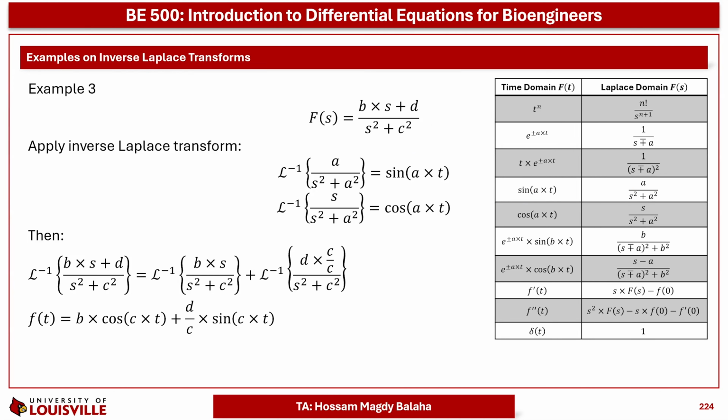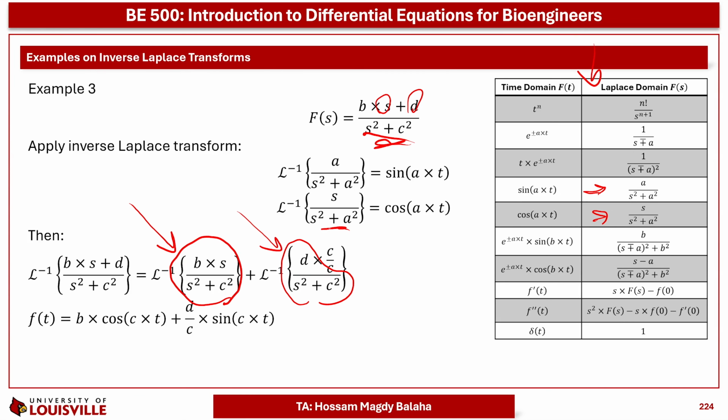Third example, bs plus d over s squared plus c squared. Simply, if you look to this column, you may say that we have s, so it's a combination of sine and cosine. So simply you can convert that into simpler functions, decompose them. So we will split that into two parts. This will be the first part, bs over the denominator, and this will be the second part, d over s squared plus c squared. Why? Because this will follow the pattern of cosine, and this will follow the pattern of sine.